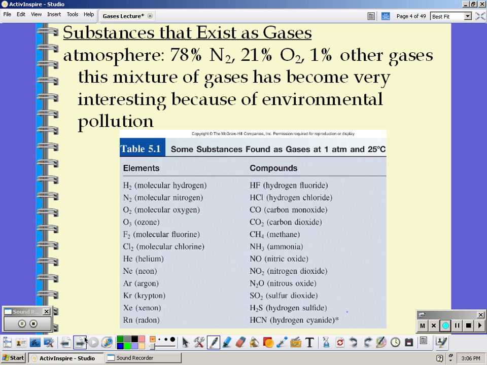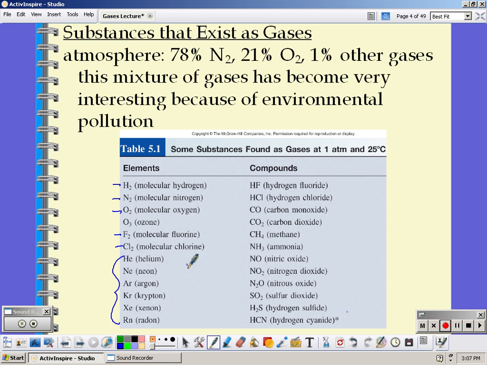So here's a list of the elements that are gases at standard temperature, which is 1 atm and 25 degrees Celsius. So notice that we have some diatomics that are gases. All right, our other diatomics, bromine is a liquid and iodine is a solid. You have our noble gases, which are our monatomic gases, one atom gases.